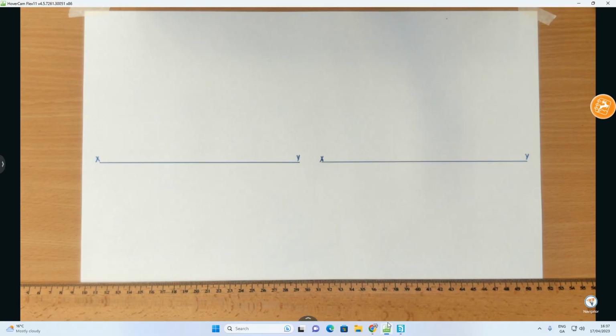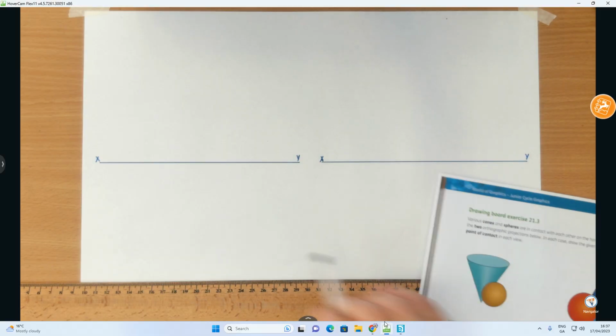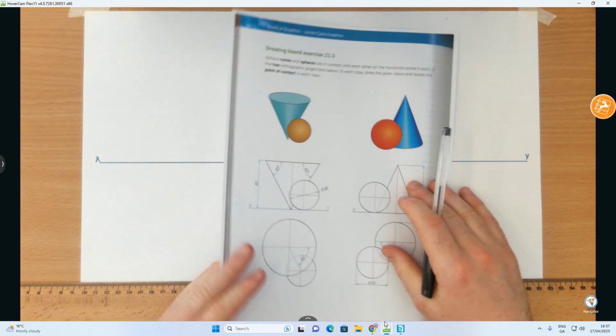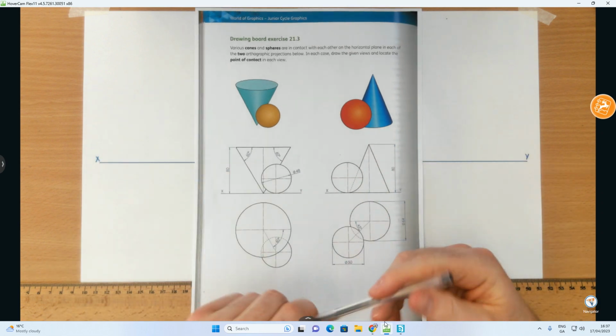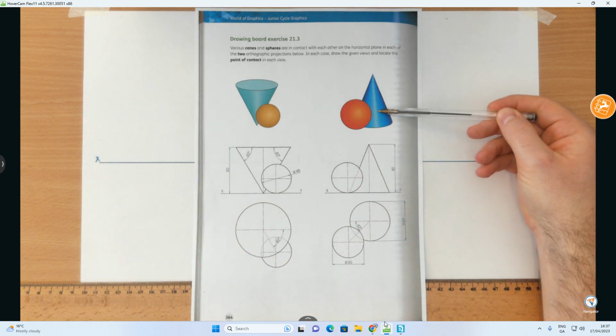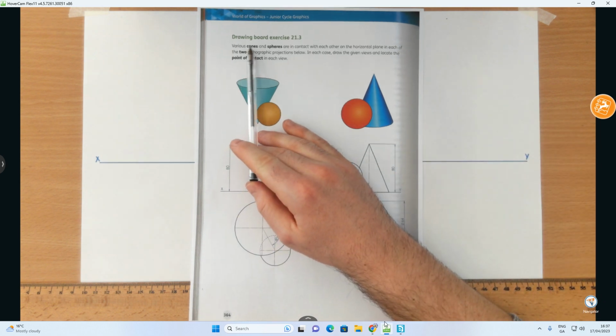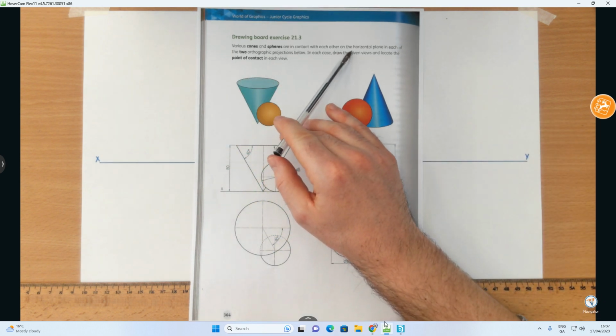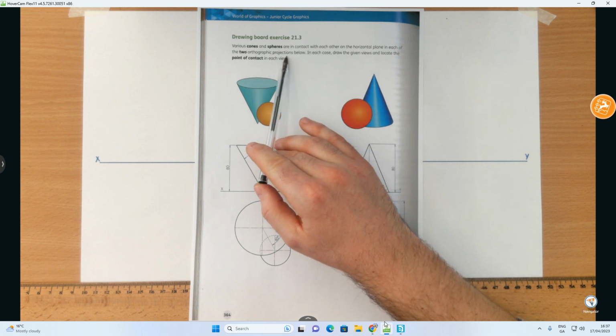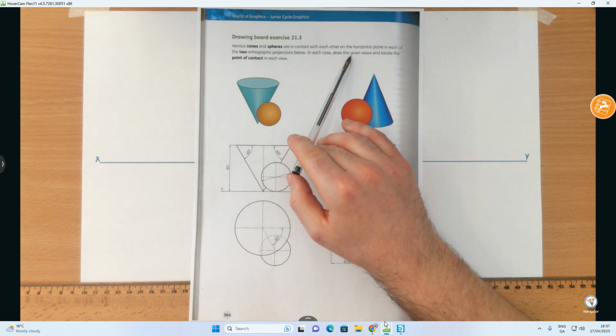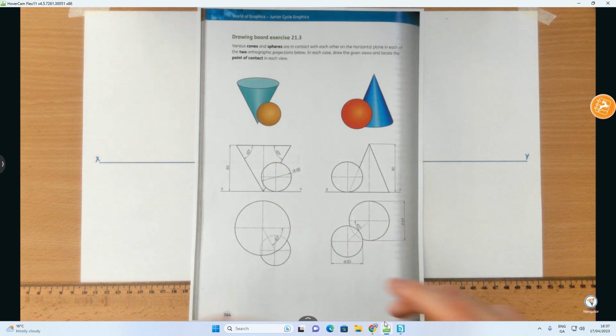If I refer to my drawing here, you can see I have two XY lines set up, and I have a printed out sheet. The first question we're going to do is this one here, and then we're going to do this one. As always with all the questions, various cones and spheres are in contact with each other on the horizontal plane in each of the two orthographic projections below. In each case, draw the given views and locate the points of contact.